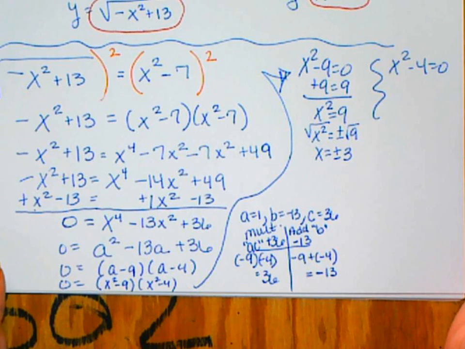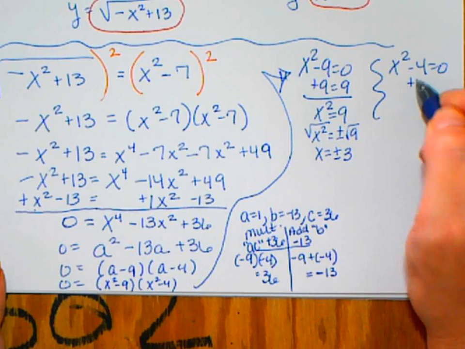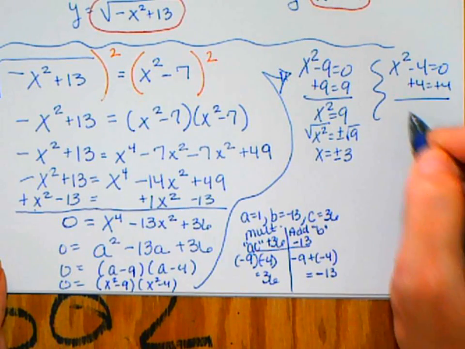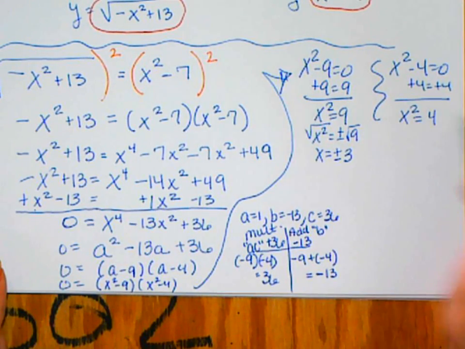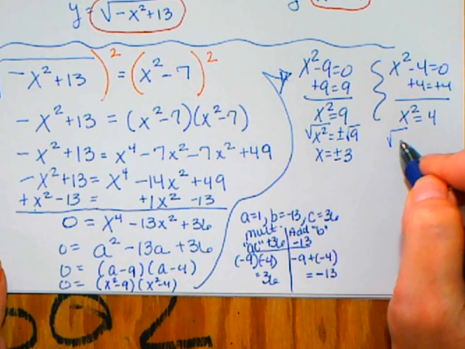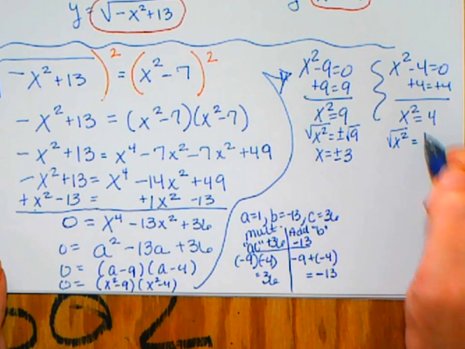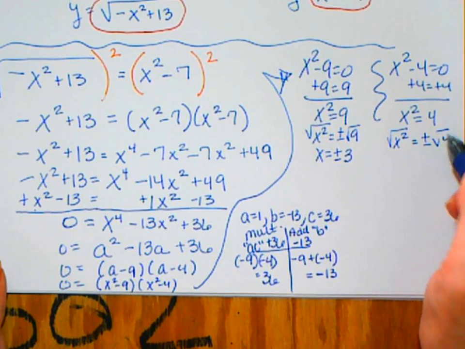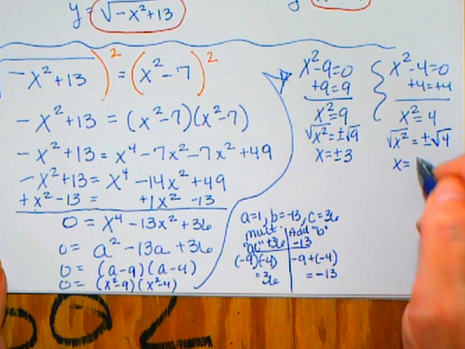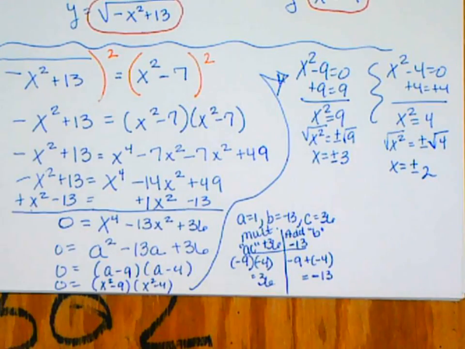Right on? On the other side, I'll add 4 to both sides. So x squared equals 4. Square root both sides. I'll take the positive and negative square root of 4. X equals positive negative 2.